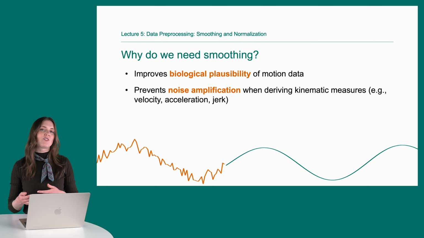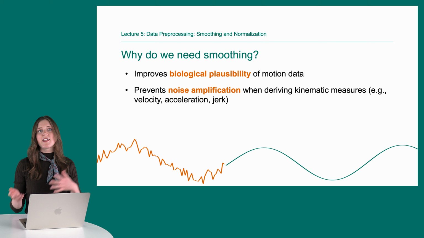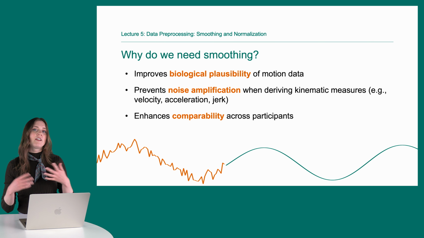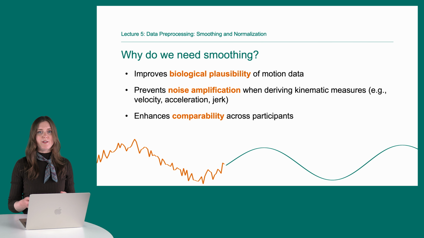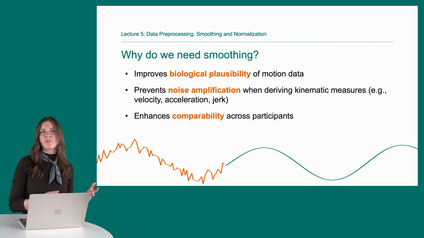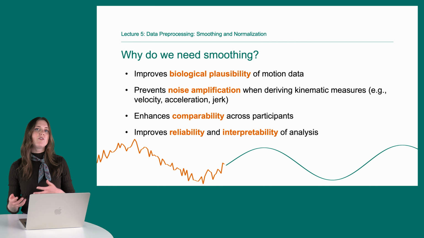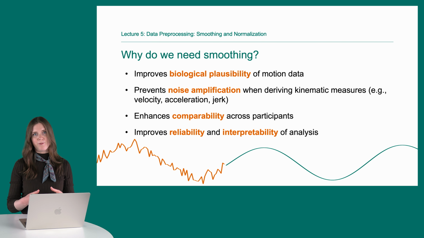Although the data may not look too noisy now, this noise actually gets amplified later when we derive kinematic measures like velocity and acceleration. The conditions of the videos also differ across participants. Participants may have different lighting, clothing, and backgrounds. Smoothing reduces these external sources of variation. Finally, a smooth movement signal ensures that statistical differences reflect true movement differences rather than measurement error, and makes movement patterns easier to interpret visually.